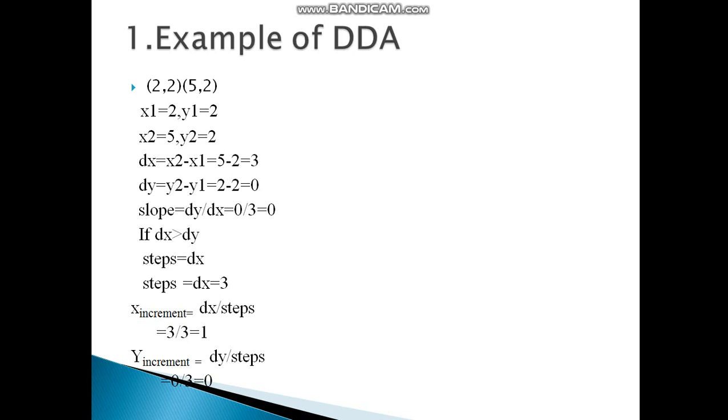Then there is a condition: if delta x is greater than delta y, then steps is equal to delta x, otherwise steps is equal to delta y. Here delta x is greater than delta y, so steps is equal to delta x, which is 3. Then we calculate the x increment and y increment. The x increment is equal to dx upon steps and the y increment is equal to dy upon steps. So x increment is equal to 1 and y increment is equal to 0.